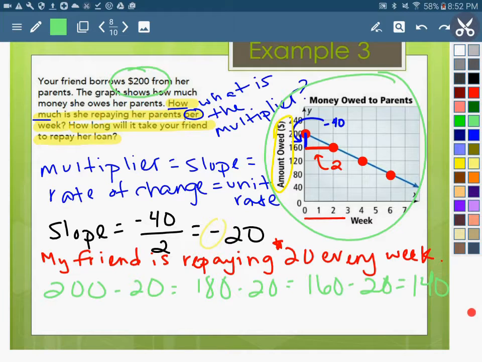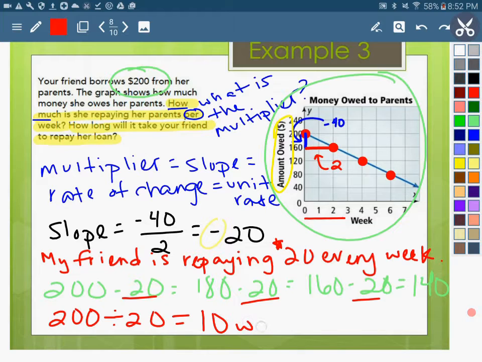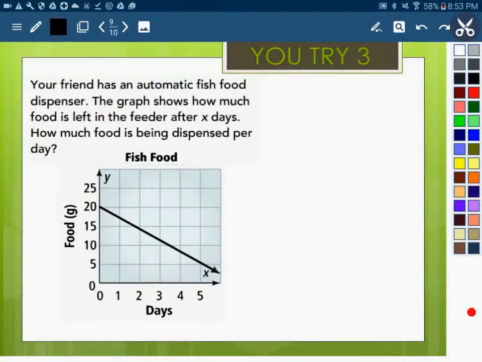What my recommendation would be to do is to take that 200 and see how many times 20 goes into it. So let's divide it by 20, because really that's what we're doing every time we're subtracting 20. I want to know how many times 20 goes into 200. Well, 200 divided by 20 is 10. So it's going to take 10 weeks for my friend to repay this loan.